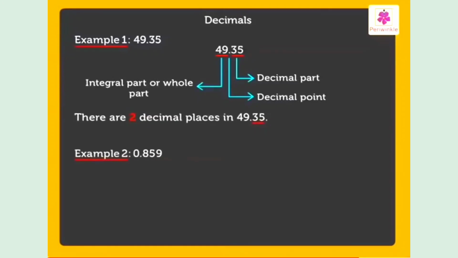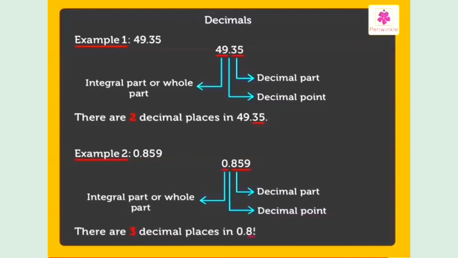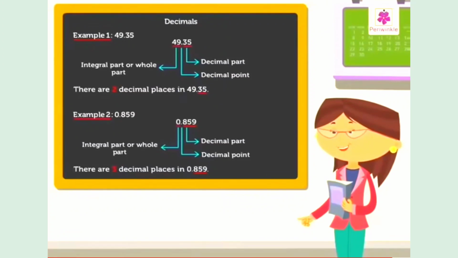In the decimal number 0.859, 0 is the integral part. The dot in between 0 and 859 is the decimal point. And 859 is the decimal part. It is read as 0.859. And there are 3 decimal places in 0.859. Kids, wasn't it interesting to learn decimals?